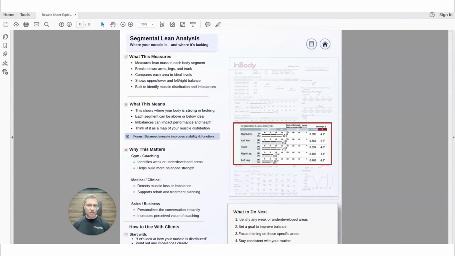And then the pounds will show you imbalances in a really cool way. So for example, I've had 2 elbow surgeries on my left arm. So I do have a little bit less lean mass in my left arm. And it'll point out things like that.